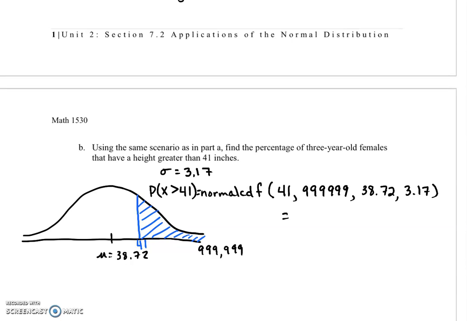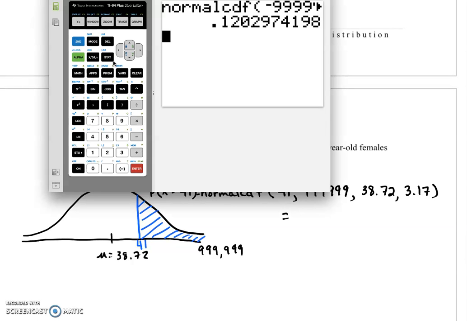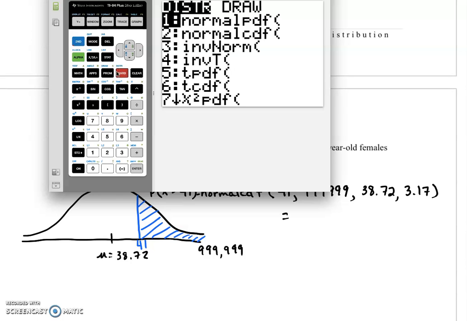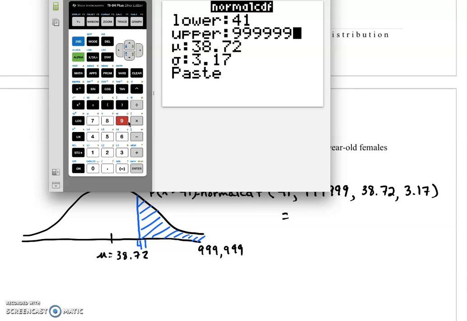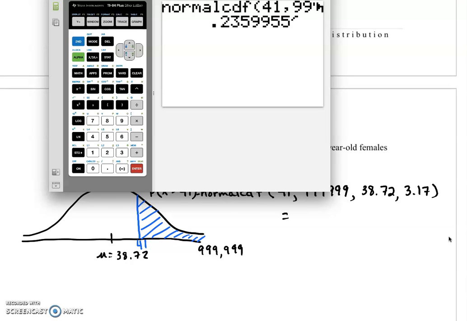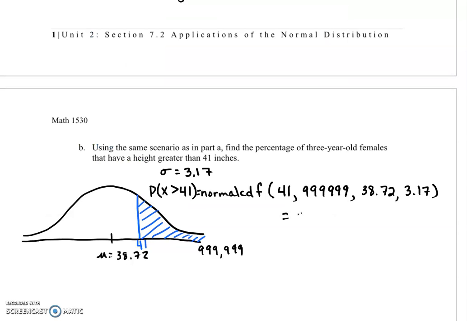And so if we put that in the calculator, second vars number 2, our lower boundary this time is 41. Our upper boundary is a bunch of 9s. And our mean and our standard deviation are the same. And so we get, if we round to 4 decimal places, 0.2360.